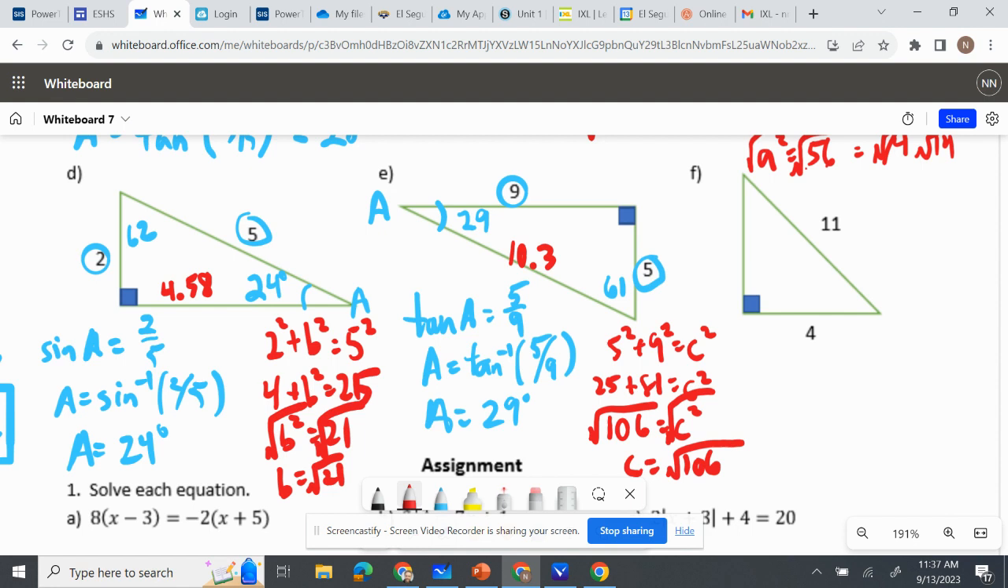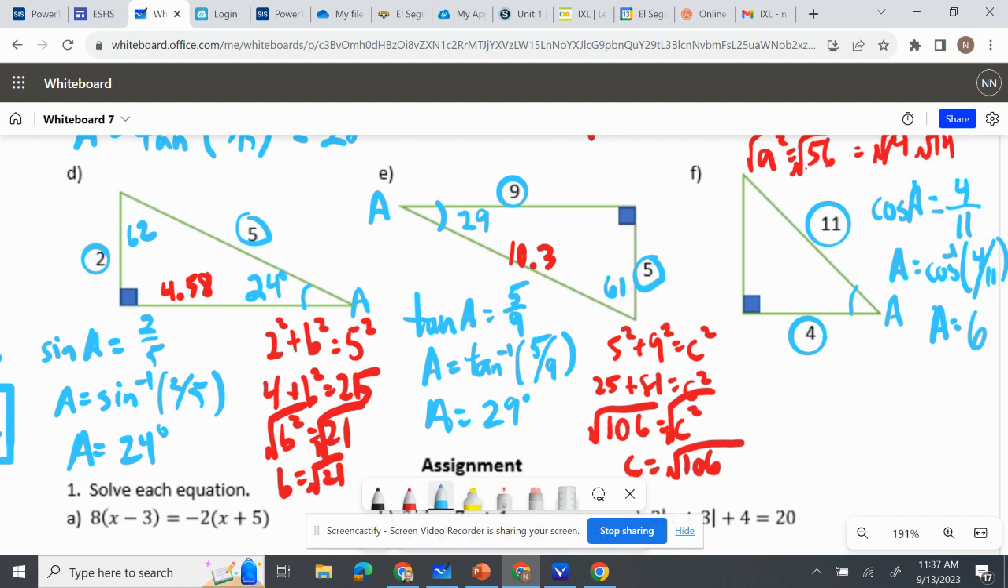So for letter F, I'm going to call this angle A. This is my adjacent over my hypotenuse. Adjacent over hypotenuse is cosine. So cosine of A equals 4 over 11. I'm going to do inverse cosine. And I'm going to go 4 divided by 11. And that means that A is equal to 69 degrees. So that means my other angle is 21 degrees.